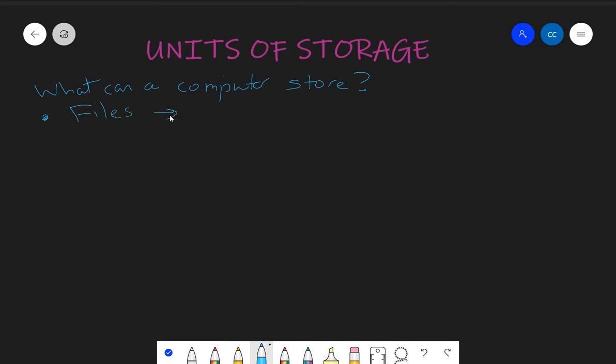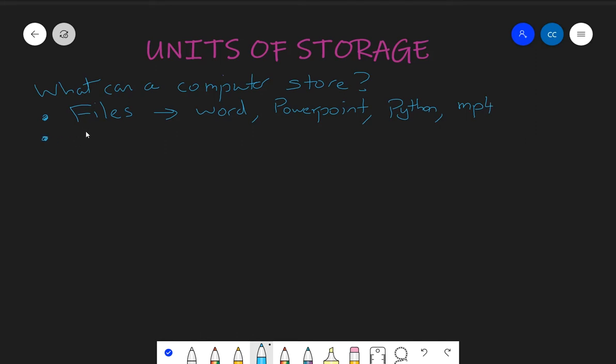And the files can be Word files. They can be PowerPoint files. They could be, what else? What other files? Well, for me, they could be Python files, if I've been creating a program. It might be a video file. It might be an MP4 file. Right, so that's files. What else does your computer store?